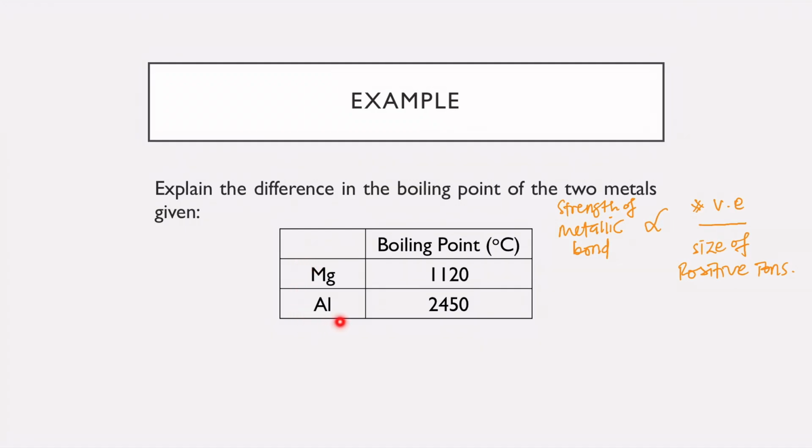They are from different groups, right? So you're going to talk about across the period gitu. Atau just talk about which ion has larger cation radius, macam tu. And then you're going to talk about the number of valence electrons. So magnesium is in group 2 and aluminium is in group 13. So magnesium will form magnesium 2 plus ion. Aluminium will form aluminium 3 plus ion.